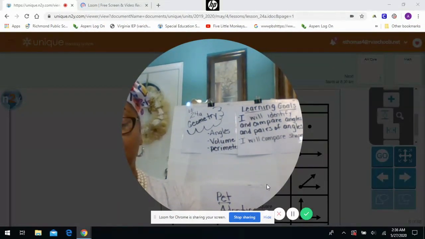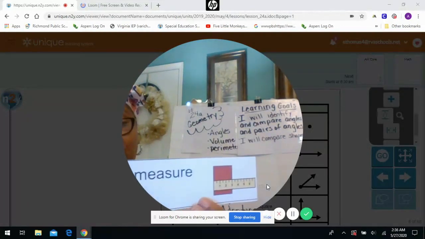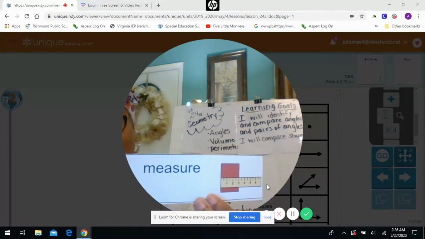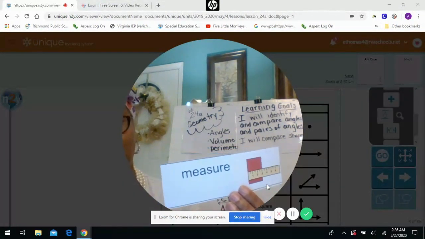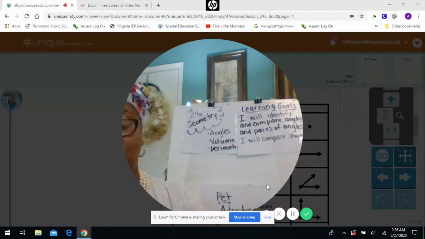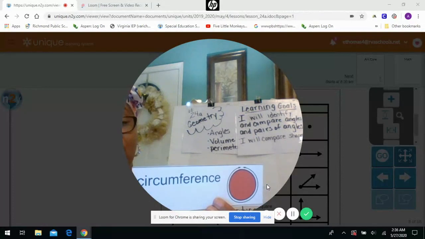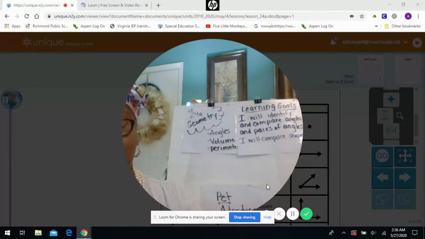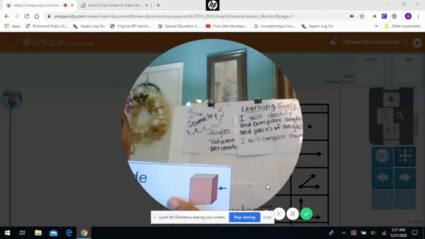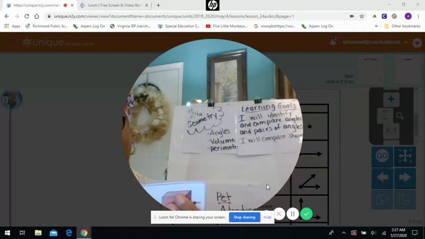The next word is measure. An adequate fixed amount. To measure. You measure something using a ruler. The next word is circumference. It goes around. A line that goes around the circle. You have a rectangle, a four-sided polygon with four right angles. And then here's another side, the flat side of a solid shape. Side.